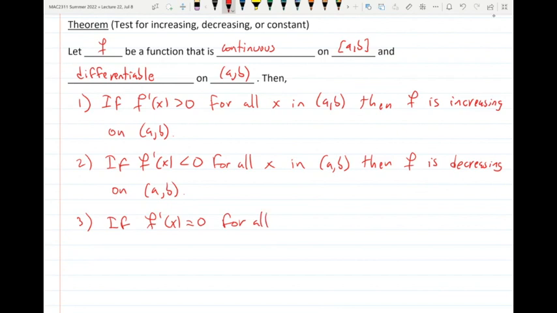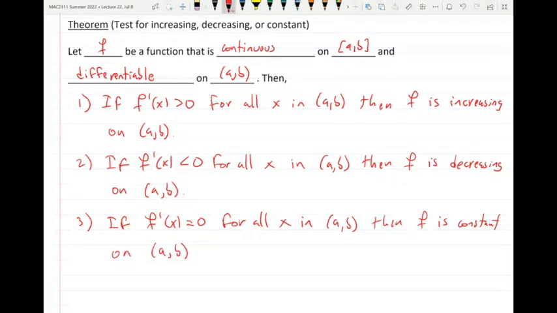And then condition number three is that if the derivative is zero on the entire interval, so if it's equal to zero for all x in the interval, then f is constant on (a, b). So the monotony information of a function is encoded in the sign of the derivative. The first derivative has all the information regarding the monotony of the function.